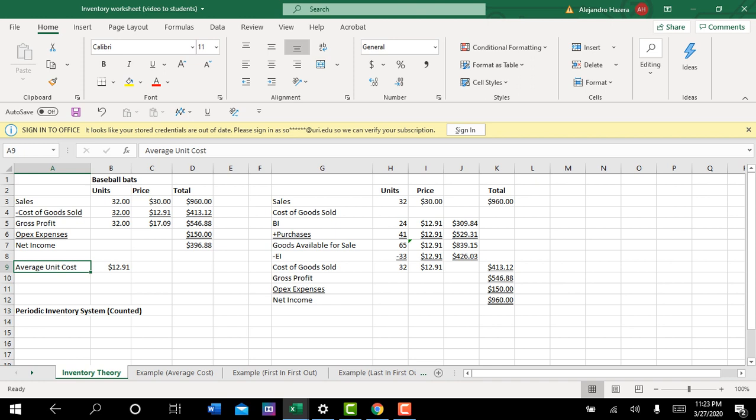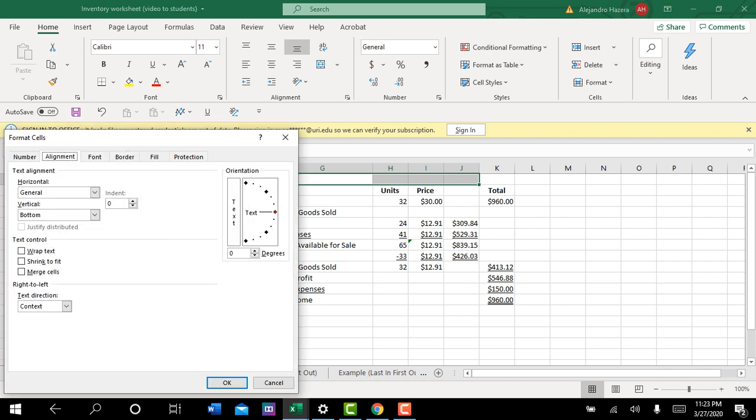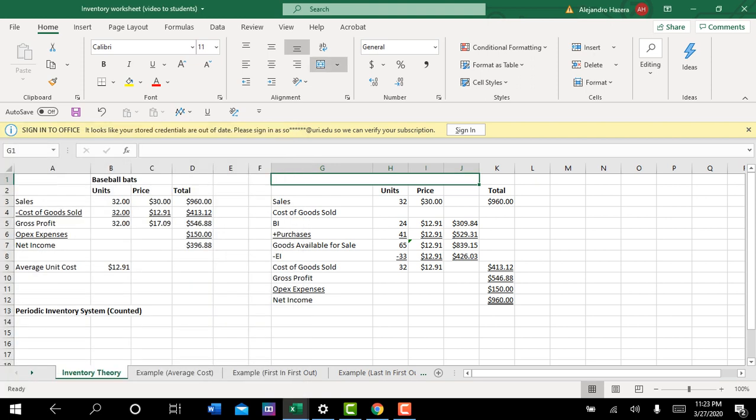Now what we're going to do is compare this income statement here with this income statement here. But what I'm going to do is I'm going to go ahead and write in here. I'm going to merge these cells. I'm going to put, this is income statement with full cost of goods sold formula.